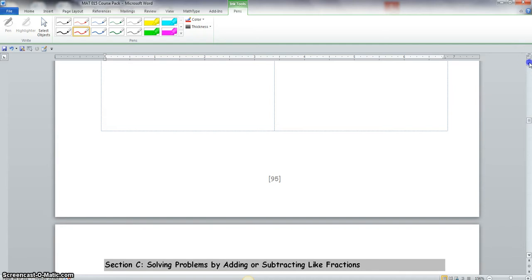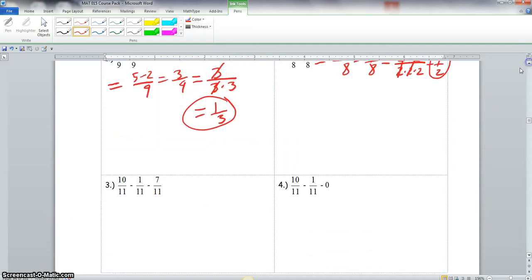Now, we scroll here to number 3, and we still do the same thing. Our denominator would be 11, and we will subtract our numerators. 10 minus 1 minus 7. 10 minus 1 is 9, minus 7 is 2. So it would be 2 over 11.